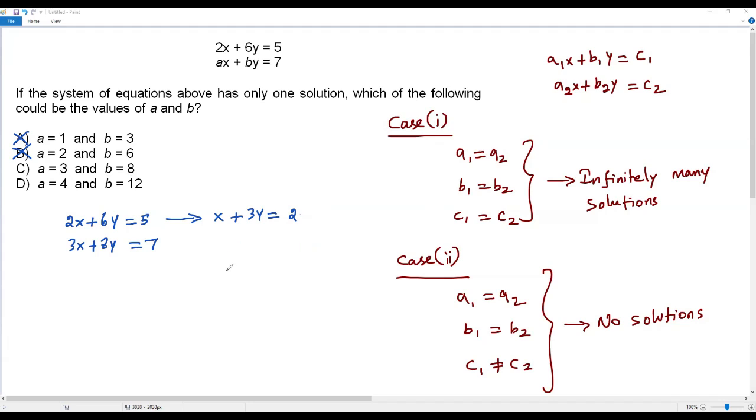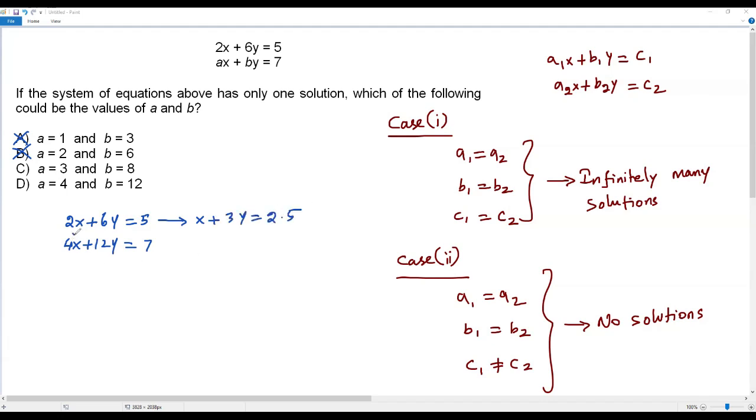Anyways, we can verify option D as well. For that we have to plug in A = 4 and B = 12 in the second equation. When I do so, I'm getting 4x + 12y = 7. Here the same thing, the coefficient of x and coefficient of y in the first equation have the greatest common divisor 2. We can divide everything by 2, then I'm getting x + 3y = 2.5.